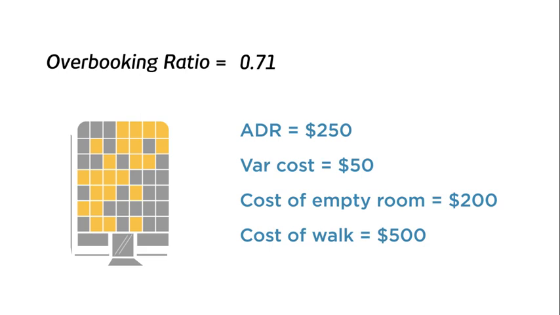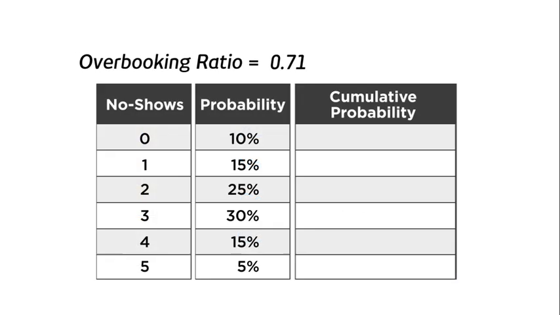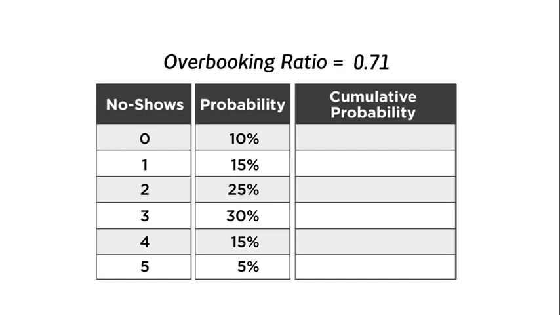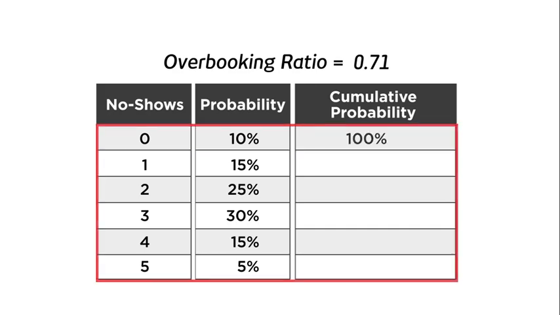The next thing we've got to do is come up with the cumulative probability distribution. And this is the chance that you have at least a certain number of no-shows. Because what we looked at before were things like 10% of the time there were 0 no-shows, 15% of the time there was 1 no-show. The cumulative probability distribution has us looking at things like, what's the probability that I have at least 0 no-shows? Well, that's not a trick question. You never have negative no-shows, so the probability that you have greater than or equal to 0 no-shows is 100%.